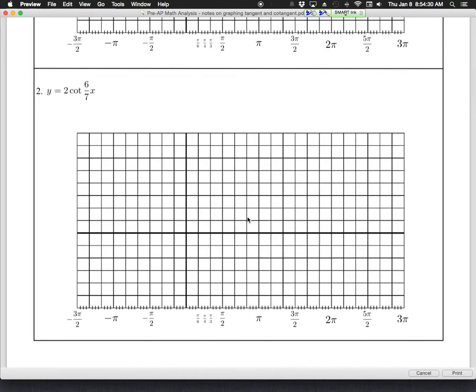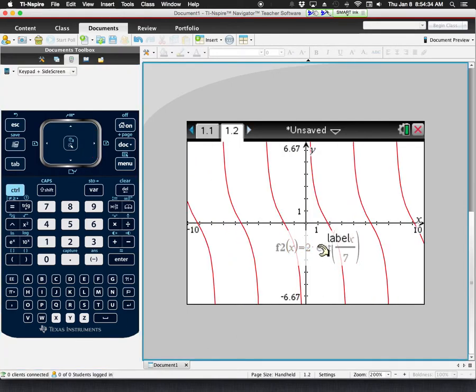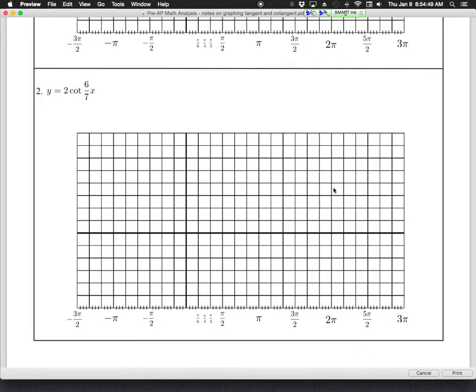So let's revisit our graph of the cotangent. Here was my graph of the cotangent. What were some things we noticed? Goes up on the left. Does not touch the y-axis. The y-axis is an asymptote. So let's find the amplitude and the period.